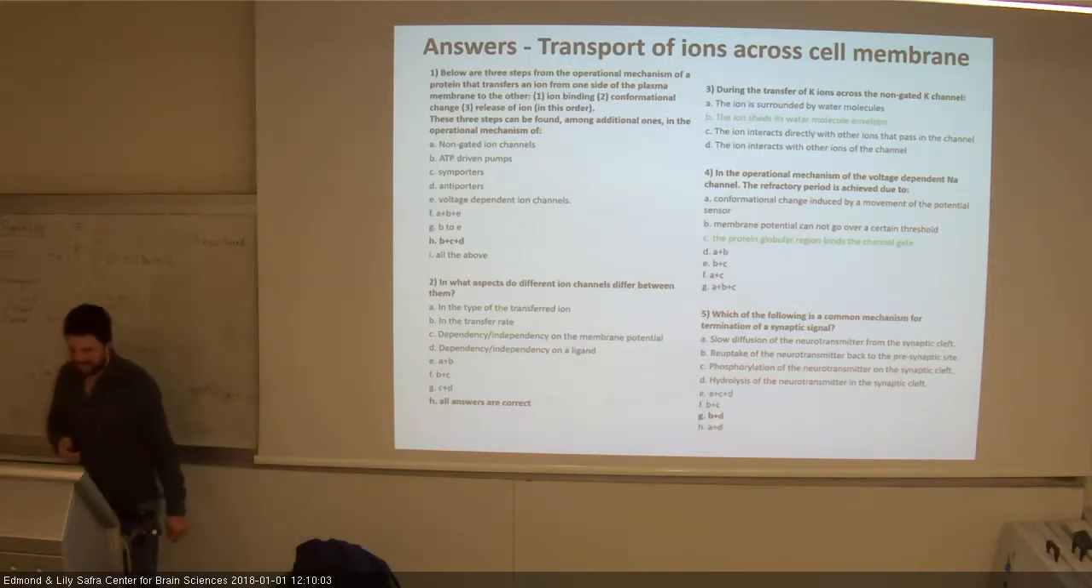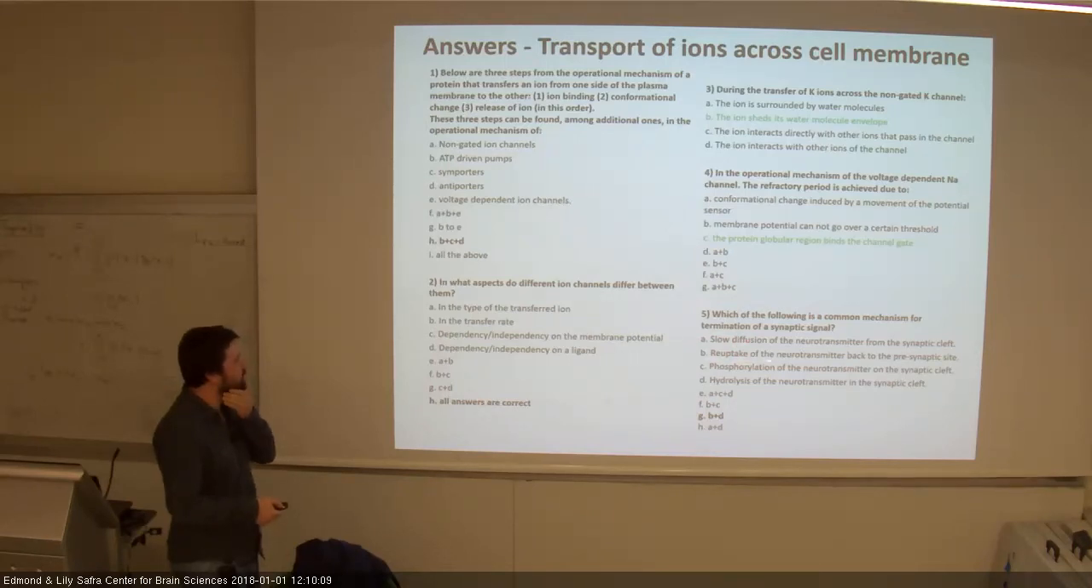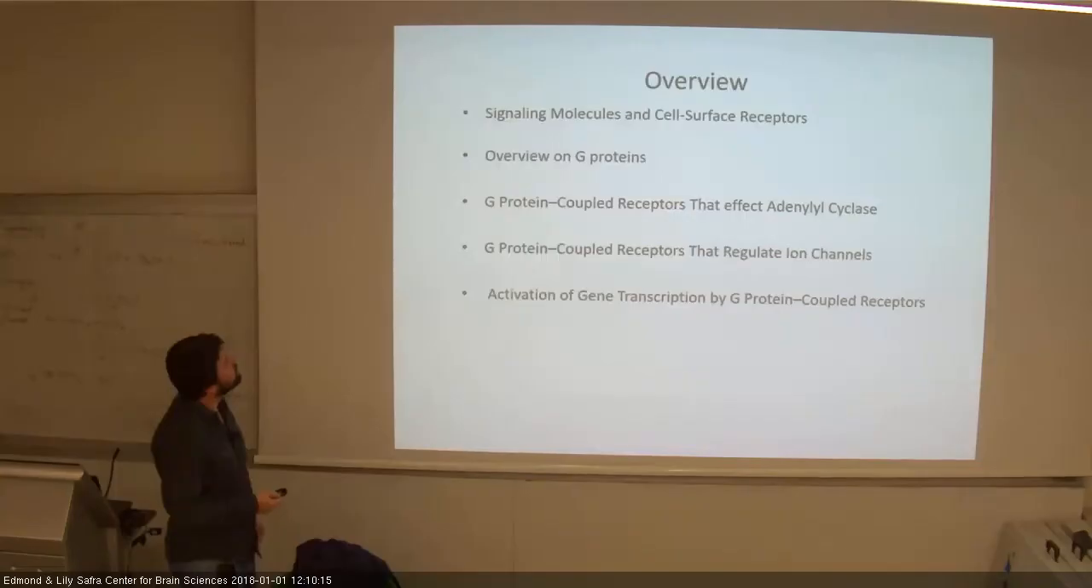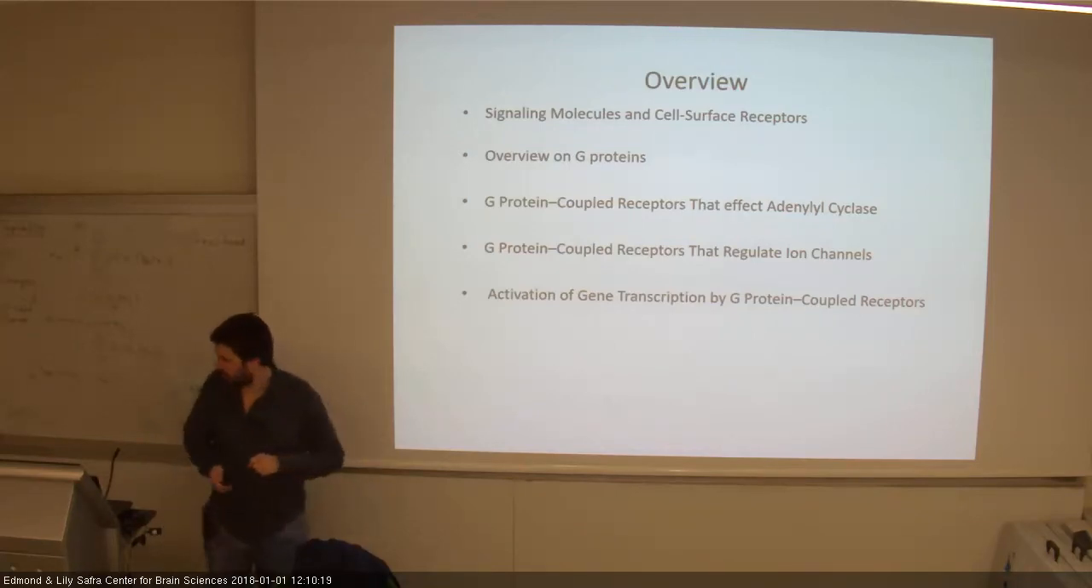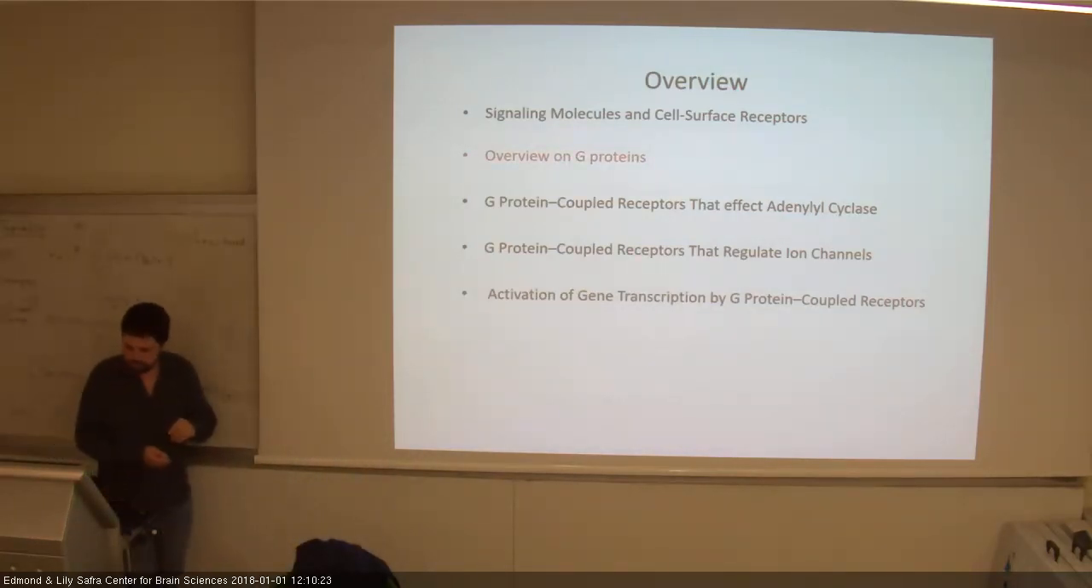So, yeah, it's B and D. Most neurotransmitters are reuptaken, but some are hydrolyzed, like acetylcholine. So, now that we're done with that, we'll start to actually talk specifically about G proteins.